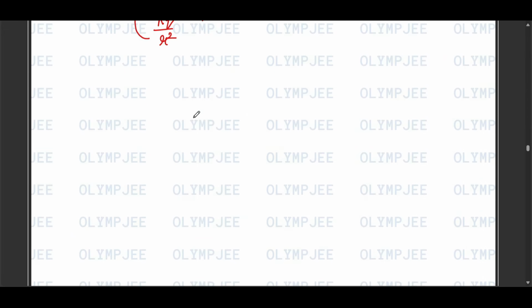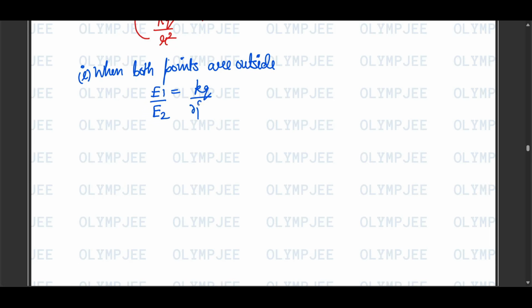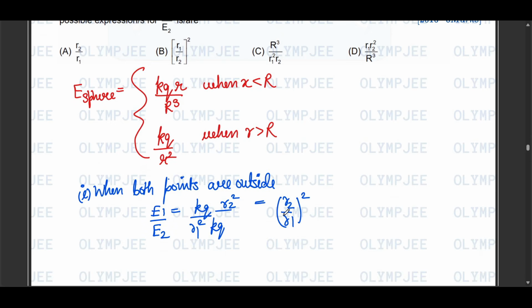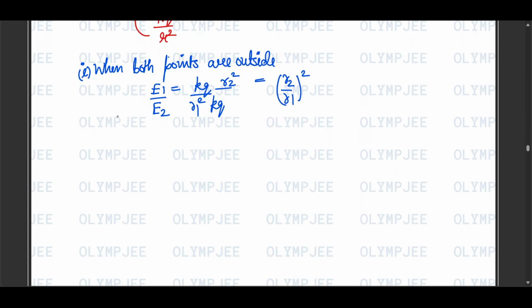So let us check different cases. So when both points are outside, E1 by E2 will be given as kq by r1 square divided by kq by r2 square. So this will be r2 by r1 whole square. So let us check. No, this is wrong. So this does not match with any option. So let us take the second case.